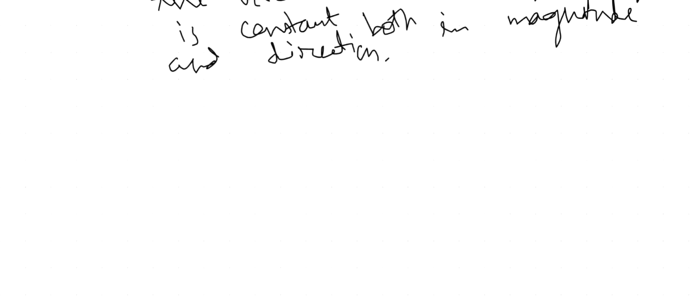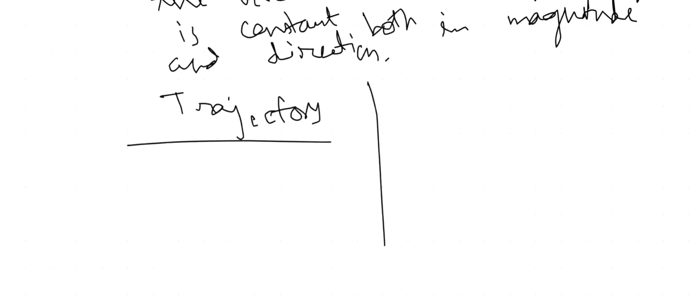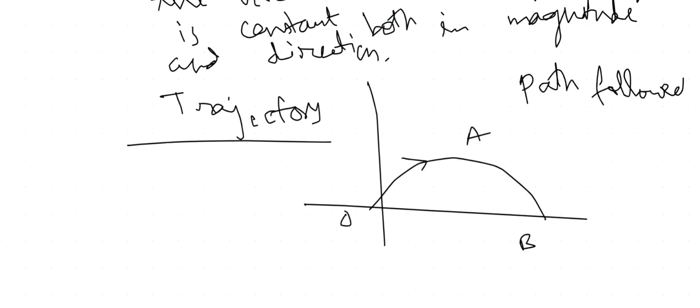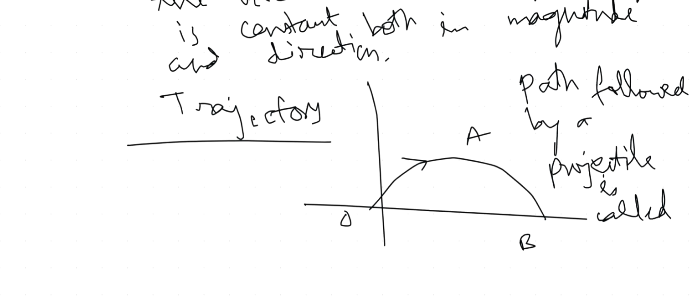Next, I will explain what the trajectory is. Suppose this is the projectile, O, A, B. The path followed by a projectile is called the trajectory.